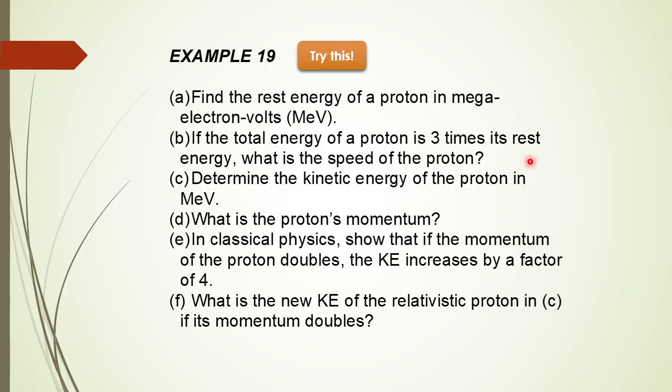Okay, example 19 actually puts all these equations to work, so I think it's a good time for you to try one of these examples by hand and see whether you can calculate what is required. Part A, find the rest energy of a proton in MeV. Part B, find the total energy of a proton; if the total energy is 3 times its rest energy, what is the speed of the proton? Basically, its Ke is 2 m naught c squared, so you can use that equation to find the speed. Then determine the Ke of the proton in MeV, determine the proton's momentum, and show that if the momentum doubles, Ke increases by a factor of 4, but this is not true in relativistic momentum.